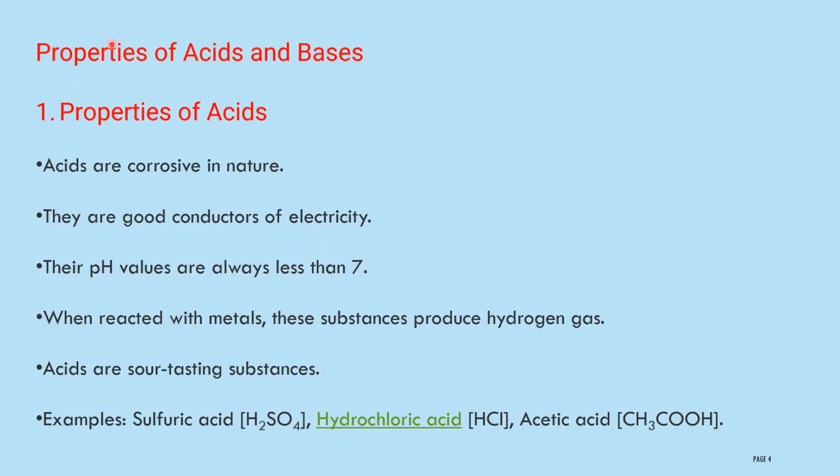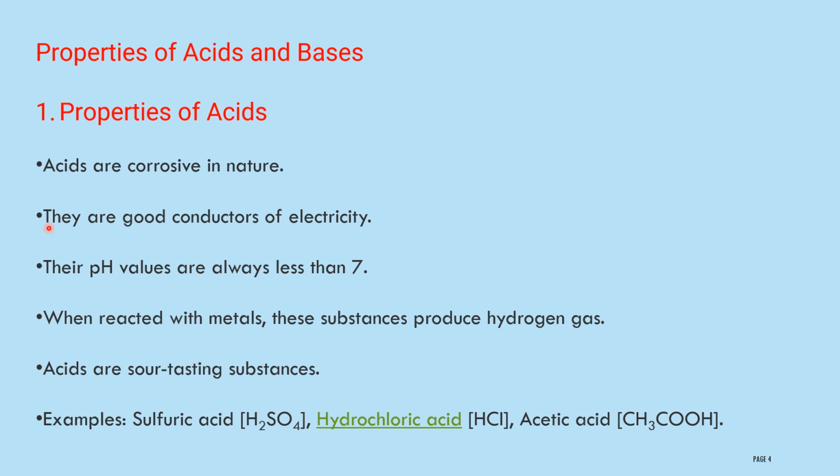Properties of an acid or base. Let us first discuss the properties of an acid. First one, acids are corrosive in nature. Normally all the acids they will be corrosive in nature. And second one, they are good conductors of electricity. An acid will conduct electricity easily, it will pass electricity through it. Therefore acid is a good conductor of electricity.